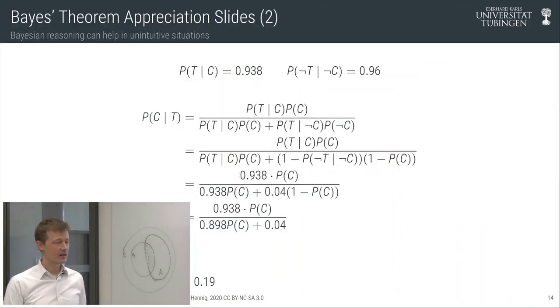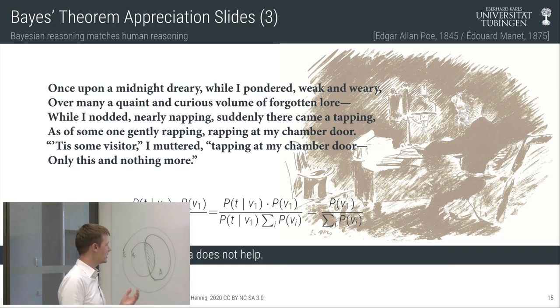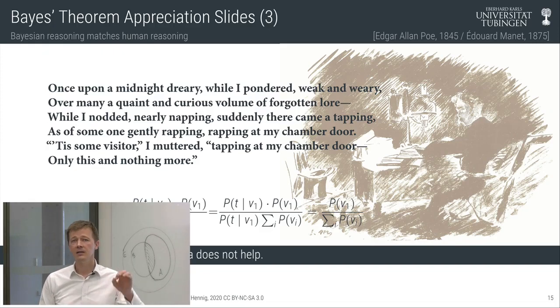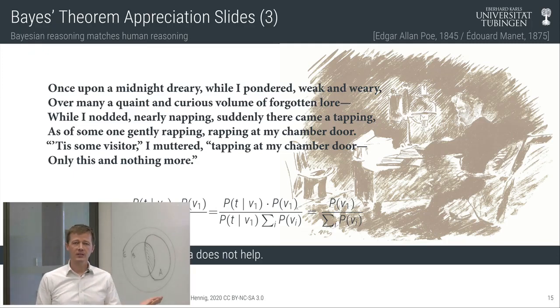So let's say you're sitting at home because you're in quarantine, and you're reminiscing a little bit, pondering, weak and weary, over many a quaint and curious volume of forgotten lore, and suddenly there's a tapping on your door. Now, you might convince yourself that the only possible explanation for this is, 'tis some visitor tapping at my chamber door, only this and nothing more. So there's just a person outside who's knocking on your door, it must be a visitor.